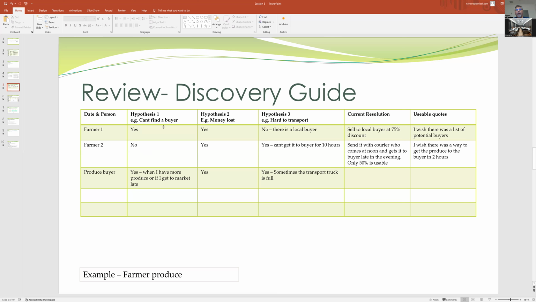Do you have a problem finding a buyer? He says, no, I don't have a problem finding a buyer. Do you lose money? Yes, I can find the second buyer. They're always willing to cut the price on me, but I can find them easily. So getting a list of potential buyers is not useful for me. I already have it. Then is it hard to transport? Yeah, the problem I really have is I have this list of potential buyers, but once one of them says I want to buy, getting it to them is my problem.